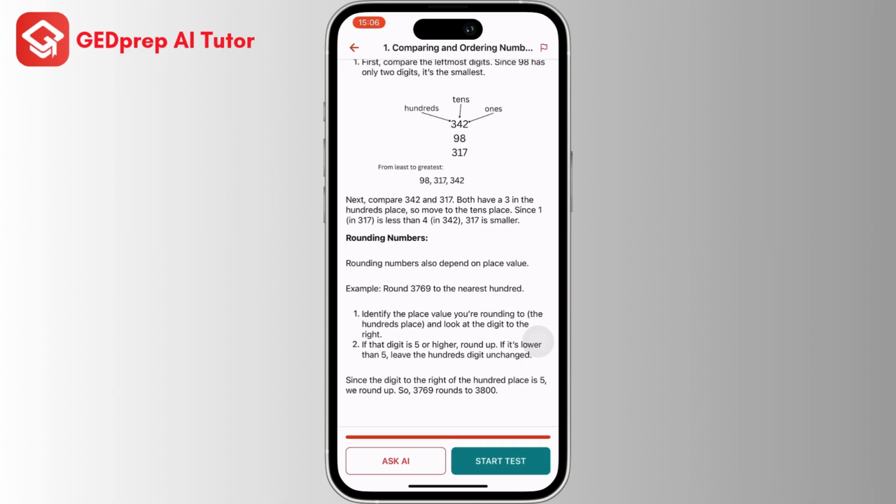Now apply the rounding rule. If the digit to the right is 5 or higher, you round the target digit up. If it's less than 5, you leave the target digit as is. In this case, 6 is higher than 5, so we round the hundreds digit up from 7 to 8. All digits after the hundreds place become 0. So 3,769 rounds to 3,800.